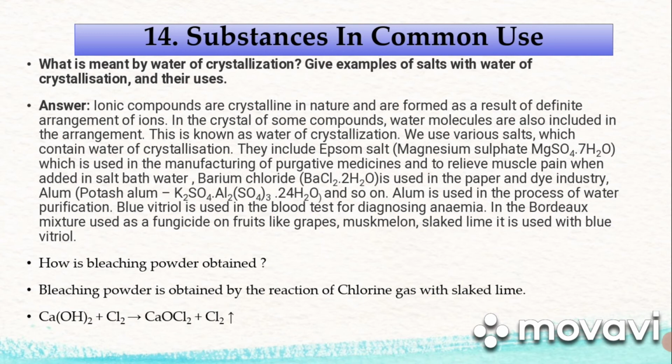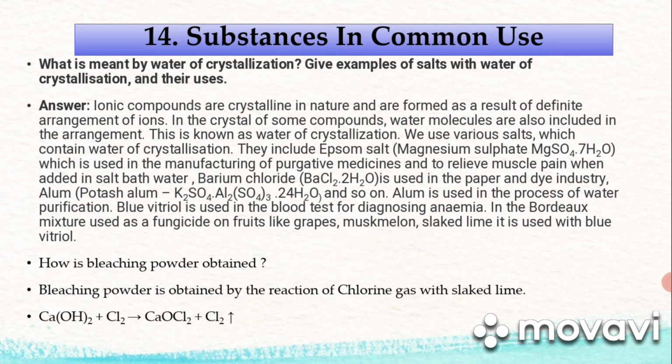Alum, that is potash alum, K2SO4.Al2(SO4)3.24H2O, that is 24 molecules of water, and so on. Alum is used in the process of water purification. Blue vitriol is used in the blood test for diagnosing anemia. In the Bordeaux mixture used as a fungicide on fruits like grapes and muskmelon, slaked lime is used with blue vitriol.